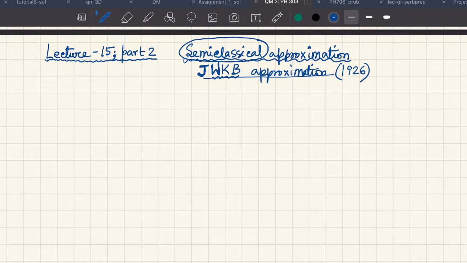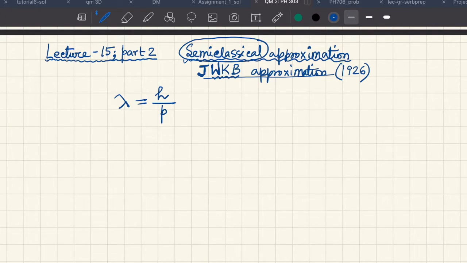So what does one do in this semi-classical approximation? It all has to do with the de Broglie wavelength of a particle. In fact, the de Broglie wavelength of a particle can help us to figure out if classical physics is relevant to a particular scenario. And if you remember, the de Broglie wavelength lambda was defined as h, the Planck's constant, by p, the momentum of the particle.